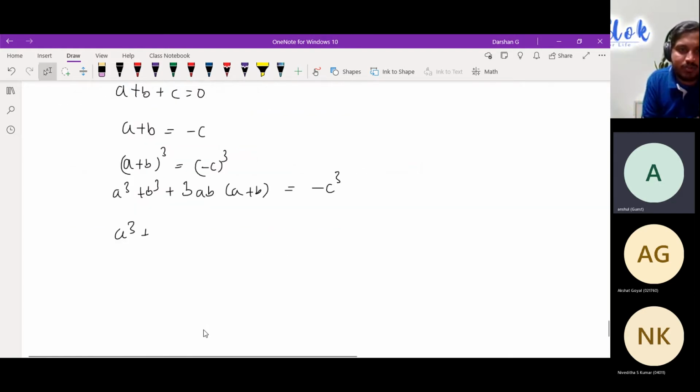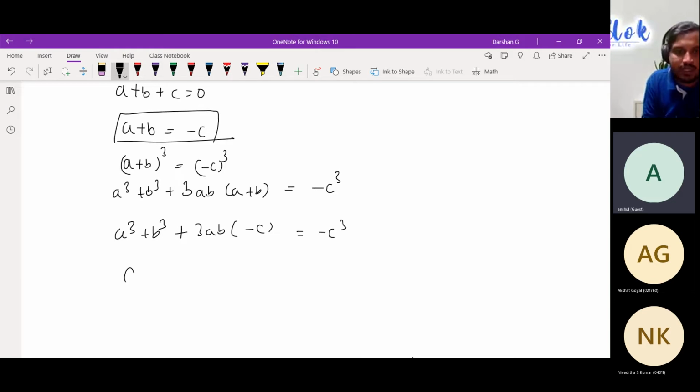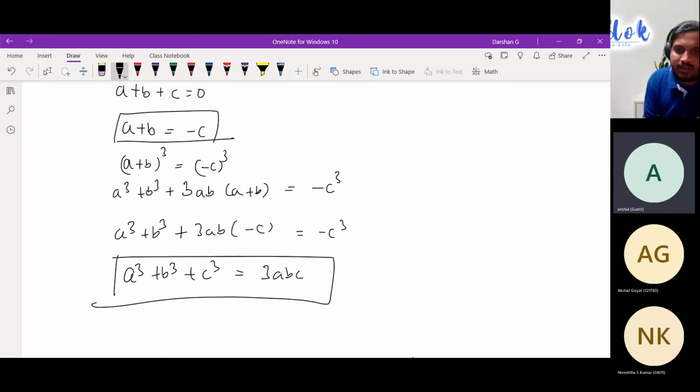So it is a³ + b³ plus, next, anybody? Sir, plus 3ab into −c. ab into −c, this is important. Knowing a + b equals −c, we get a³ + b³ + c³ equals 3abc. When is this applicable? When a + b + c equals 0. Okay, so we know this.